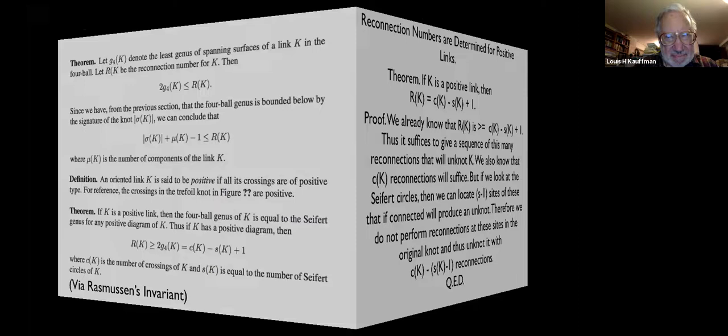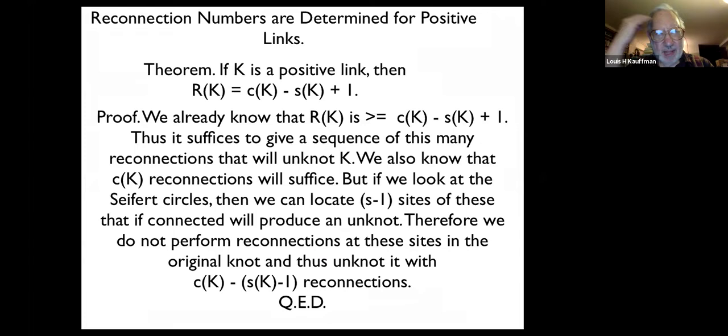So I claim that if I have a positive link, then the reconnection number is exactly given by this count. And we'll see by doing some examples how that looks. You take the number of crossings minus the number of Seifert circles and add one, and you have the genus that you want. You have the reconnection number that you want. So we already know that the reconnection number is greater than or equal to that number from Rasmussen. And it suffices to give a sequence of exactly this many reconnections that will undo it. And we also know that we can just use every crossing. So C of K will suffice.